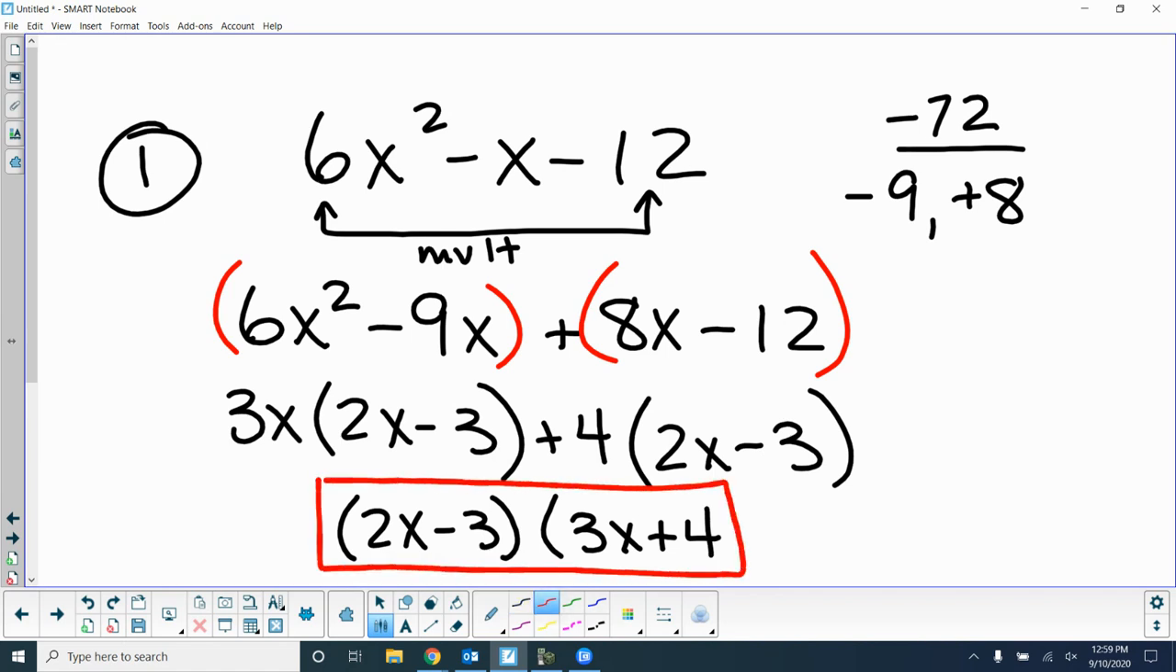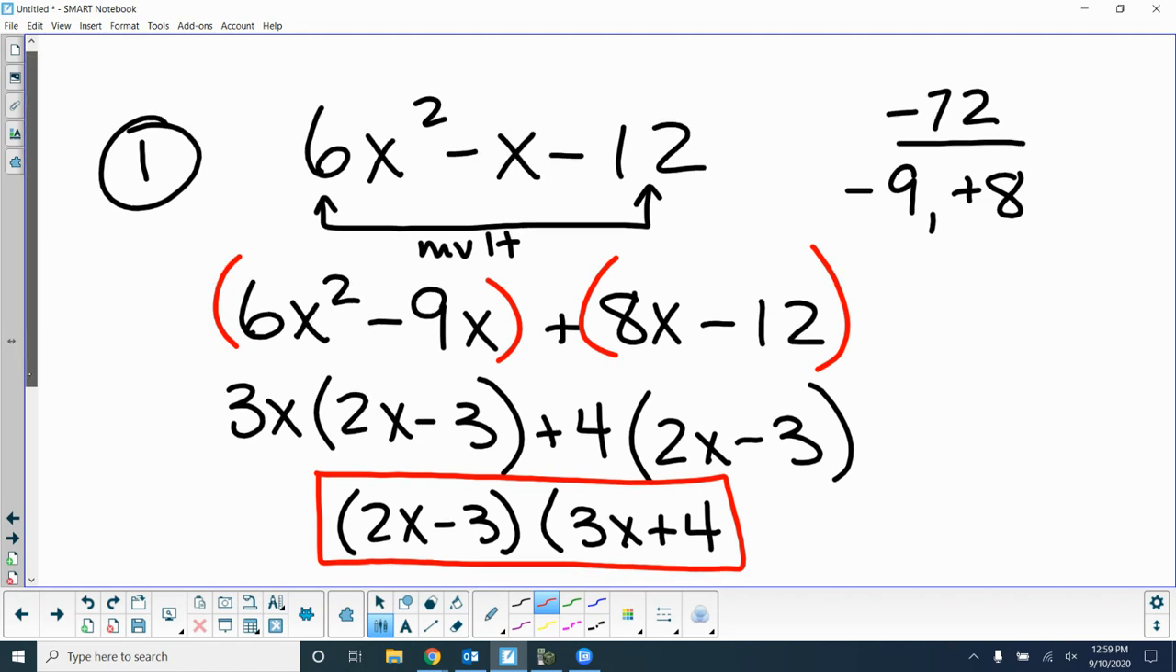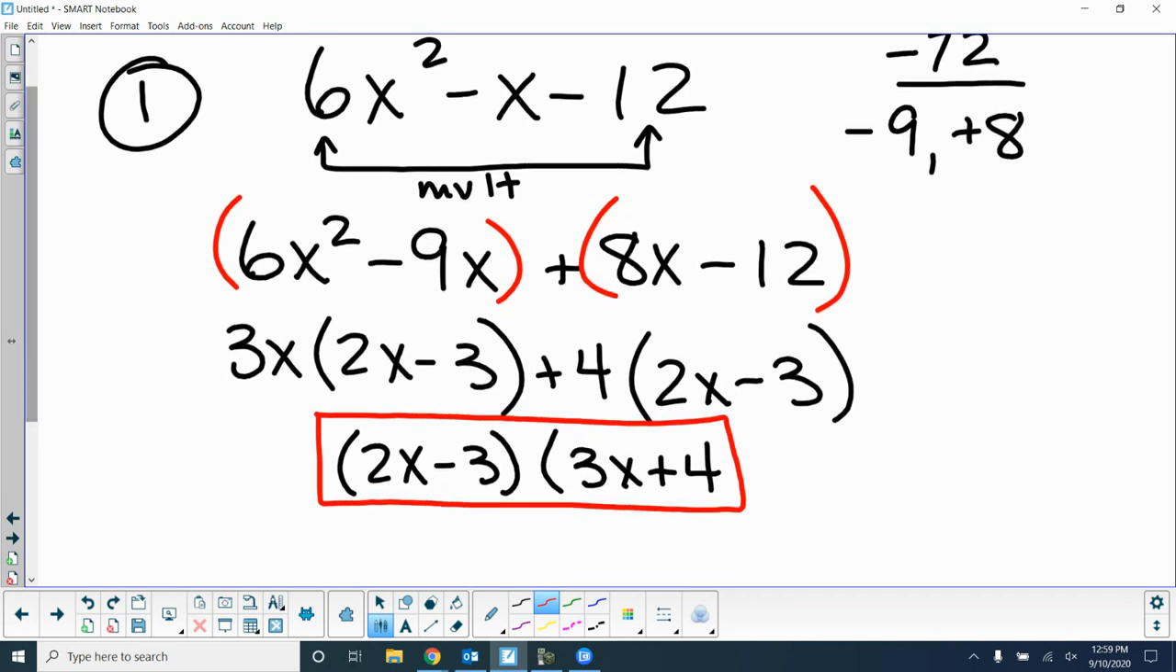Any questions? If I FOIL those together, I'll get what I started with. You can always check if you want to. Questions? Too easy for you guys, right?